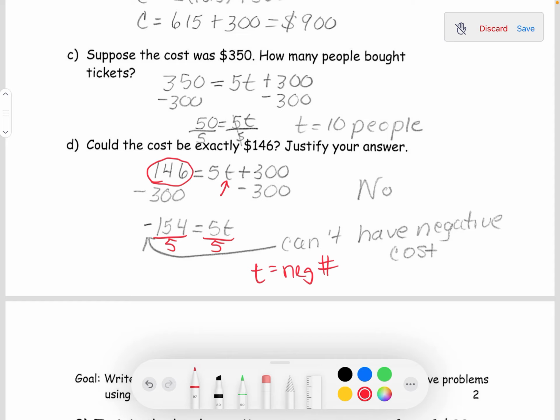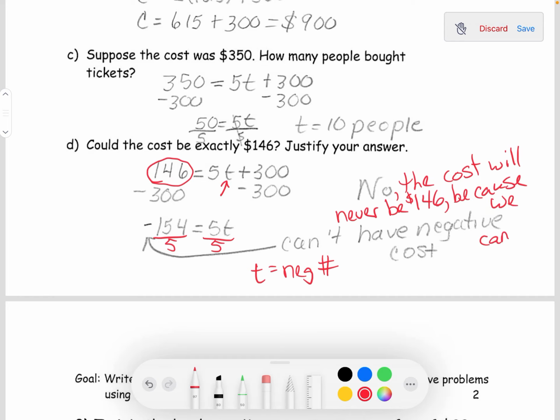So, no, the cost will never be $146, because we can't print negative tickets. So we've just given proof that that number will not work in our equation, and that actually makes sense.